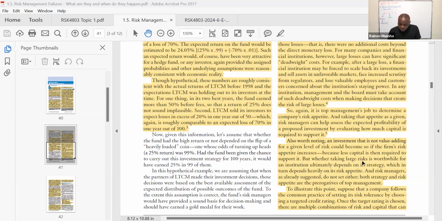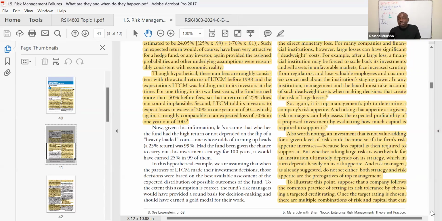But whether taking large risks is worthwhile for an institution ultimately depends on its strategy, which in turn depends heavily on its risk appetite. And we're going to look at risk appetite in detail in study unit 9. So when we go through study unit 9, when we look at the RIMS report, this is where we're going to look at risk appetite in more detail as well.